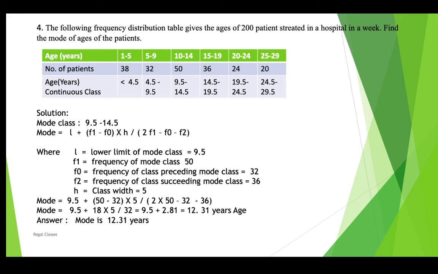So the mode class with frequency 50 is 9.5 to 14.5 in the continuous classes. Substitute L is 9.5, frequency of the mode class is 50, frequency of the class preceding the mode class is 32, frequency of the class succeeding the mode class is 36, class width is 5. Substitute in the equation and you get mode is 12.31 years.